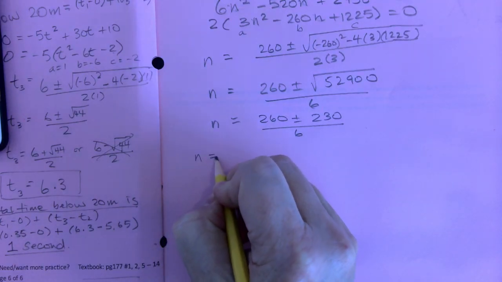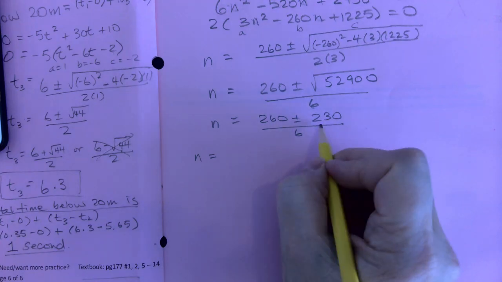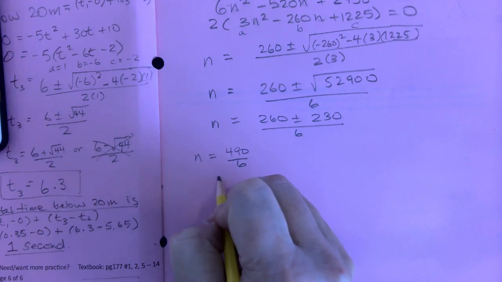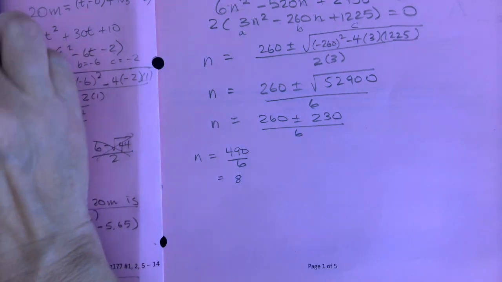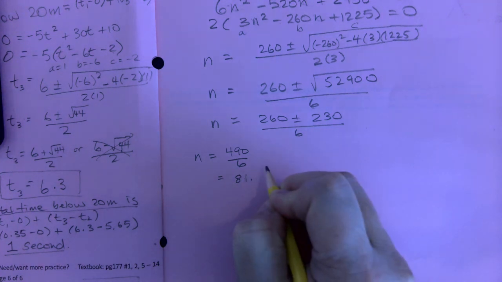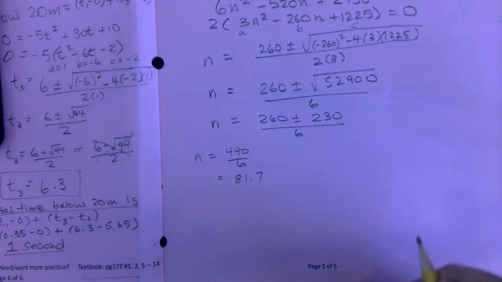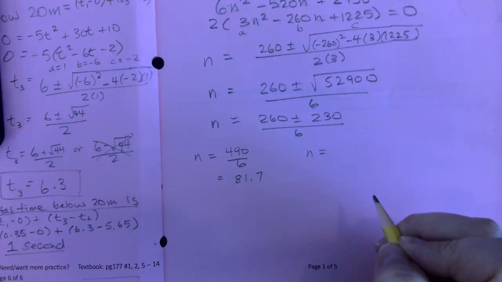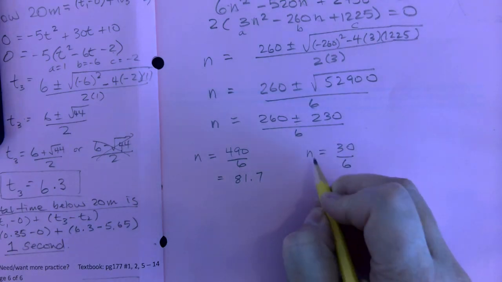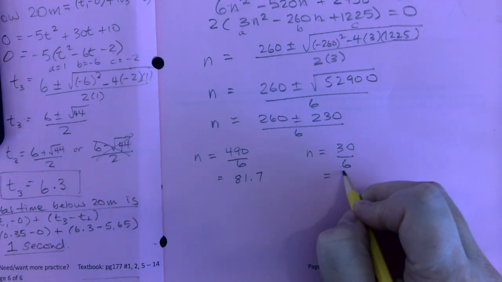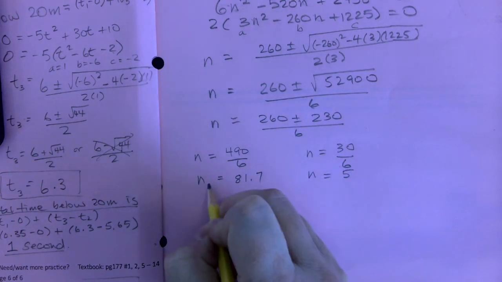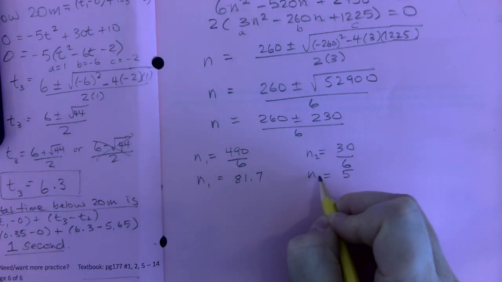N equals, let me take the plus version first. If I add these two, I get 490 over 6, which is 81.7, let's call it. And if I subtract, 260 minus 230 is 30 over 6, and n would equal 5. Okay, so let's remember what these n's are. I'll call this n1 and n2.